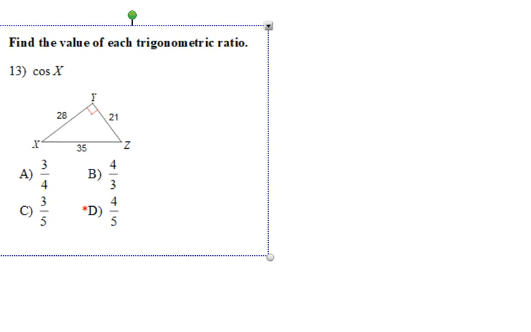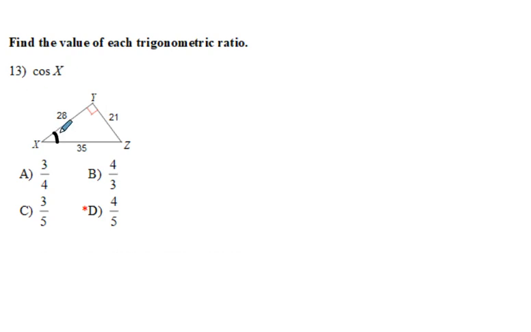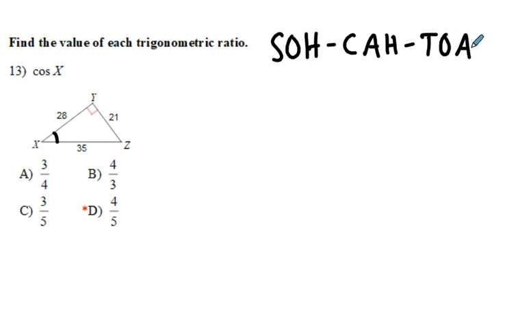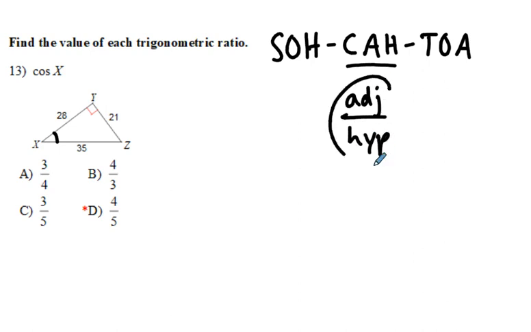13 is a review of some trig ratios that we did. This is looking from angle x. It asks us to find the cosine ratio. So I'm using SOH CAH TOA. That's the acronym that helps me remember which sides I'm comparing for each trig ratio. The cosine ratio compares the adjacent divided by the hypotenuse. The adjacent side, so let's label all these.